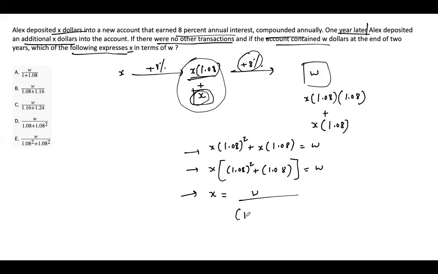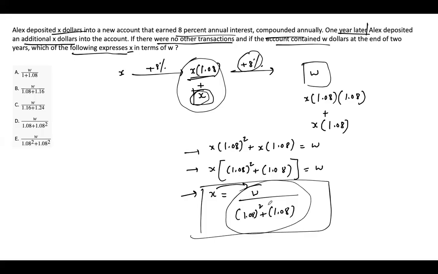You take this to the denominator. Okay, following: express X in terms of W. X in terms of W. When it says something in terms of something, don't complicate it. Whatever it says, you take one variable on one side and the other variable on the other side. That's all.